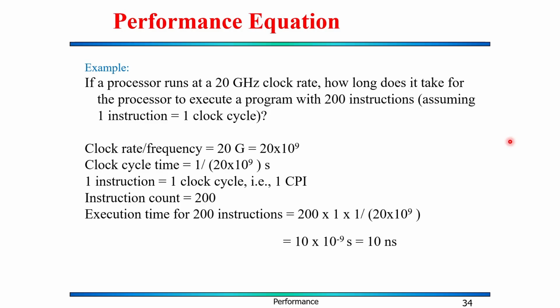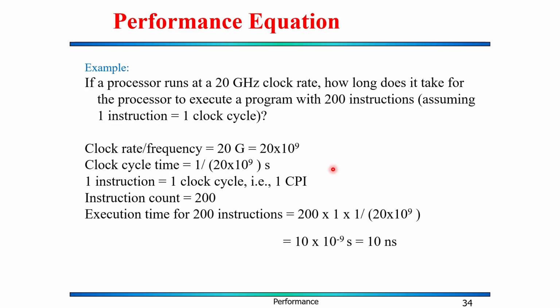Let's work through a simple example using the performance equation. We have a processor running at a 20 gigahertz clock rate. That is 20 times 10 to the power of 9 cycles per second. So first we need the clock cycle time. Cycle time is the reciprocal of clock rate. So cycle time equals 1 divided by 20 times 10 to the power of 9 seconds.